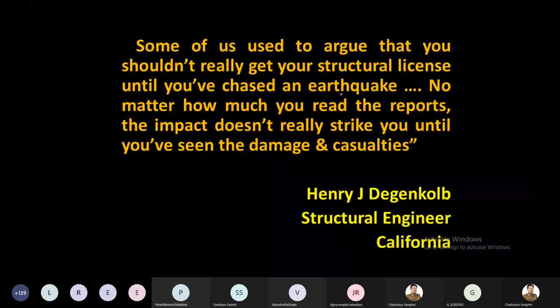No matter how much you read the reports, the impact doesn't really strike you until you have seen the damage and casualty, right? This is very important. When you have not seen any damage and casualty, then you don't actually realize the severity of the earthquake. If you have seen at least one earthquake, then definitely you become a good practitioner.